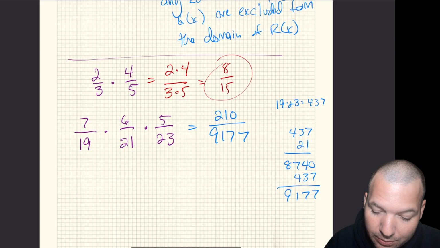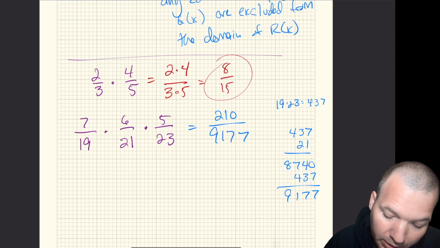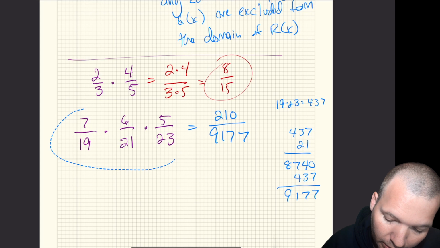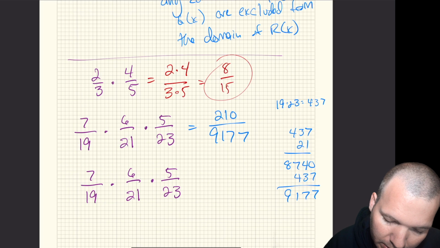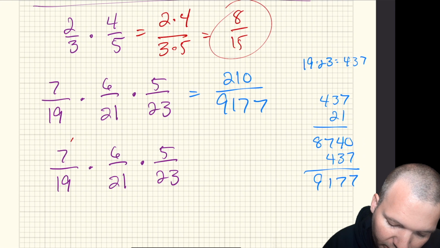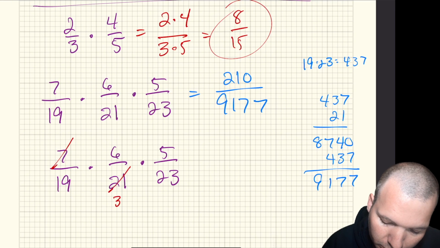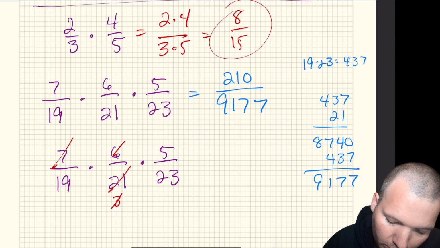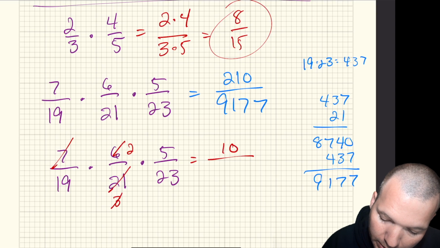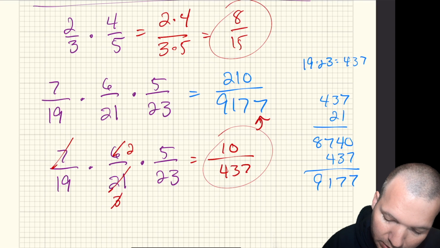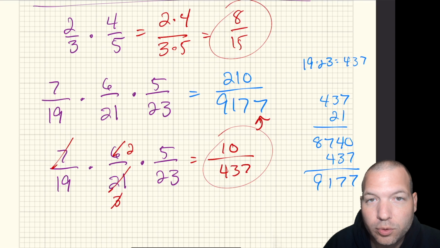And it turns out we can simplify them, because what we could have done is at this stage right here, we could have said, oh, I actually see some common factors, right? I can see that, for example, 7 goes into 21 directly, and 3 goes into 6 directly. And so this actually just ends up being 10 over 437, which is equivalent to this fraction right here, but it's the simplified form, right?